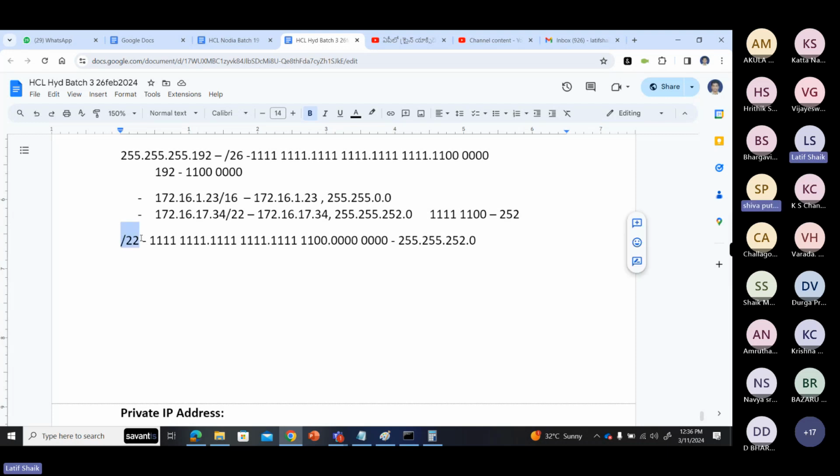What does the number after the slash mean, sir? This number means the number of ones in the subnet mask. The maximum is 32.